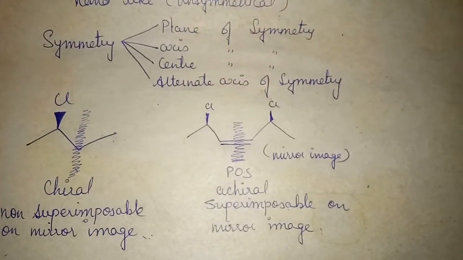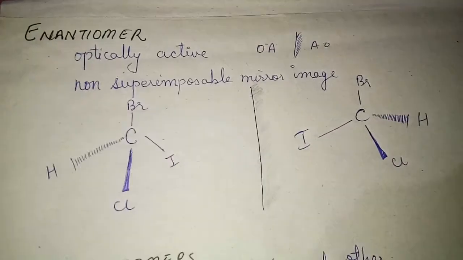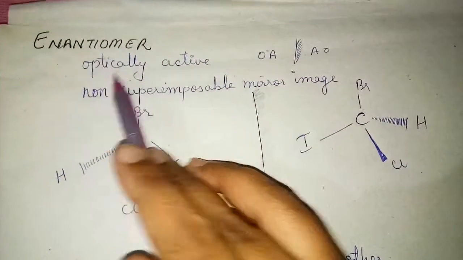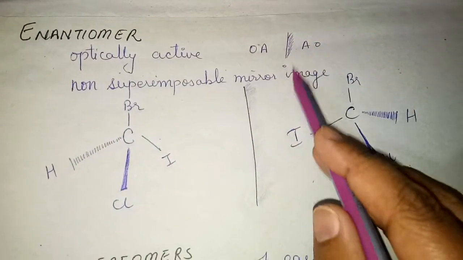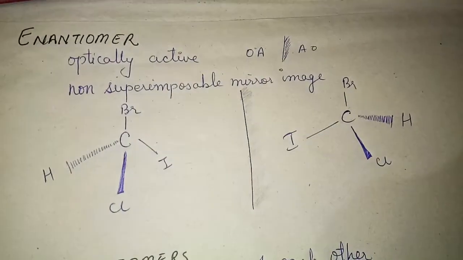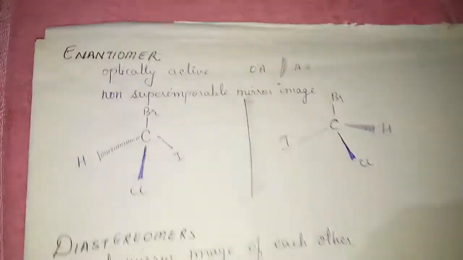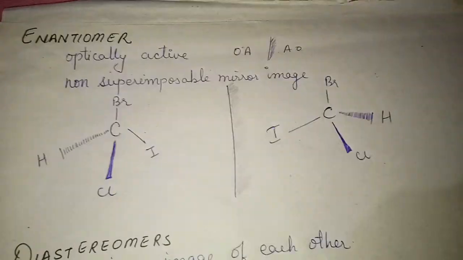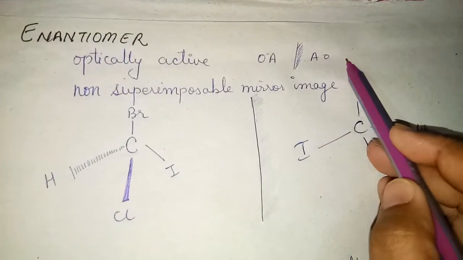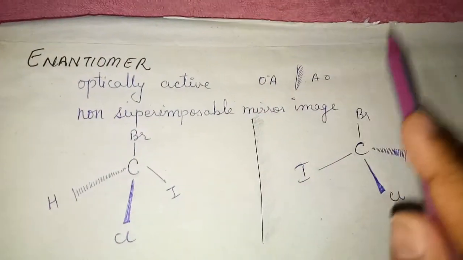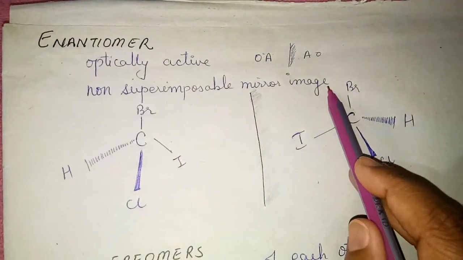Okay, now moving ahead. Now we'll study enantiomers. Enantiomers are those types of molecules which are optically active. Optically active means it can rotate plane polarized light. So this is optically active, this is its mirror image. This cannot be superimposed; if you place it on top as it is, it will not superimpose. That means they are non-superimposable mirror images.